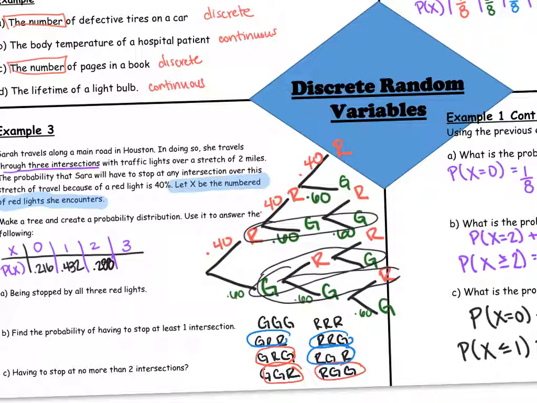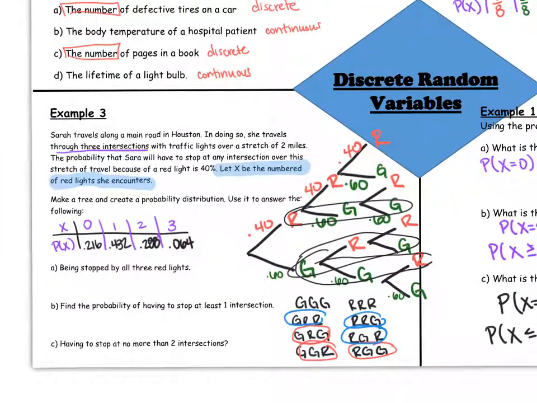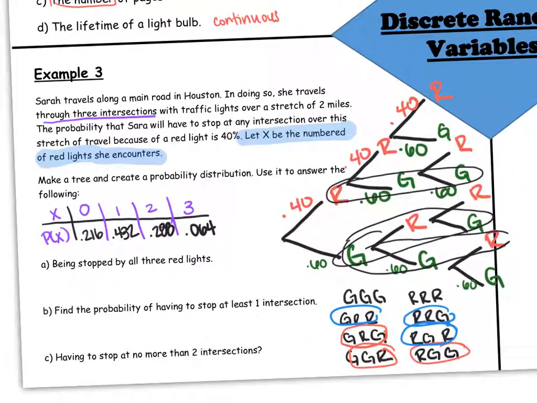Now how do I calculate the 3 red case? 0.4 times 0.4 times 0.4, and it's equal to 0.064. Does everybody see that? And so here's the actual table you're going to create from then. Here's how we created that table. And now we can go and answer the questions.